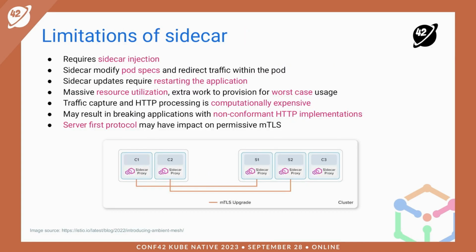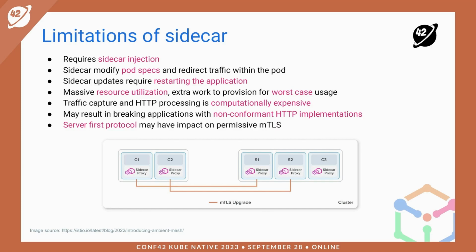There are various limitations to the sidecar approach, the most pertinent one being the sidecar itself. Since each of your workloads needs to be injected with the sidecar, it results in modification of the pod spec and it redirects the traffic within the pod. Also, if you have a massive workload like 4,000 or 5,000 pods or even more, even the lightweight sidecar, when deployed on such a massive workload, causes massive resource utilization. The traffic capture and HTTP processing, which are very computationally expensive, are done all at the sidecar level. It manages L4 routing, L7 routing, L7 observability, L4 observability. There's quite a lot going on.